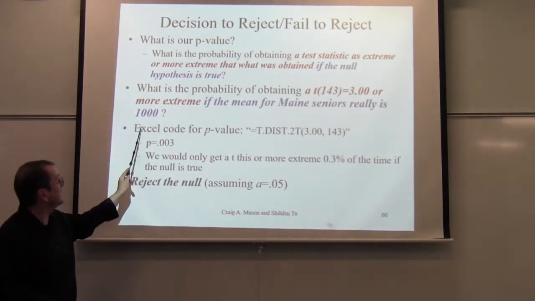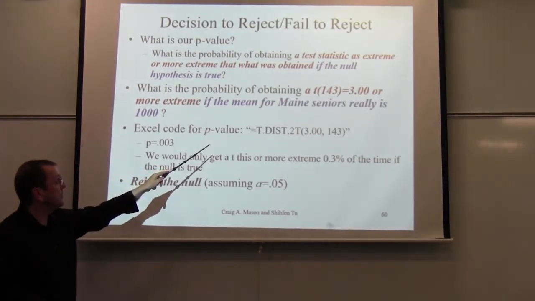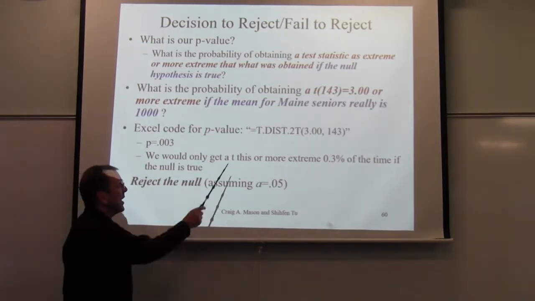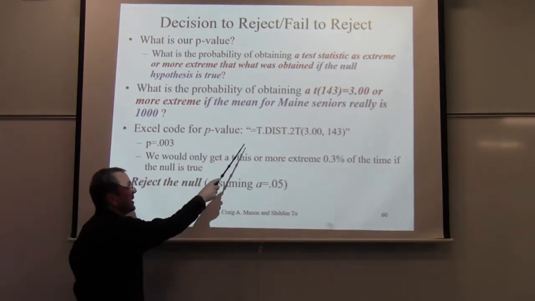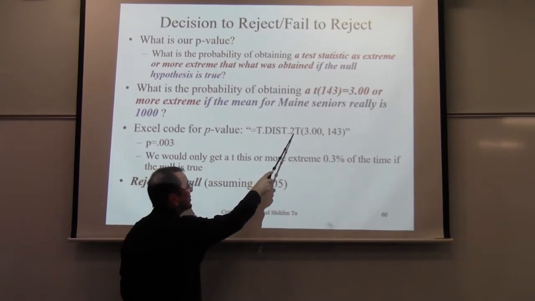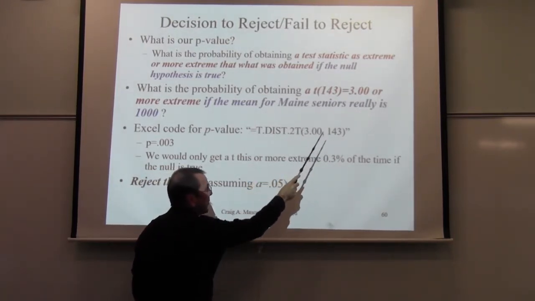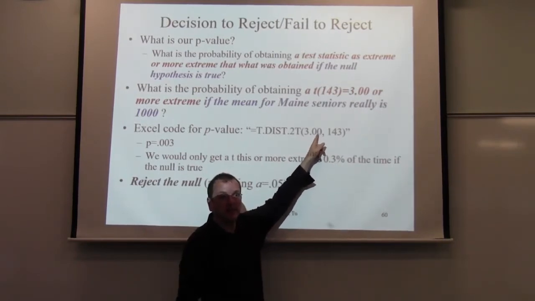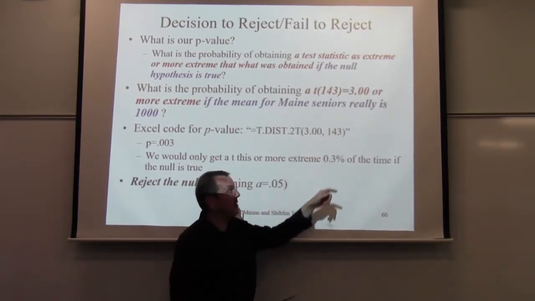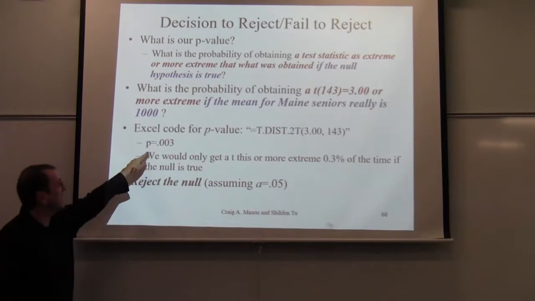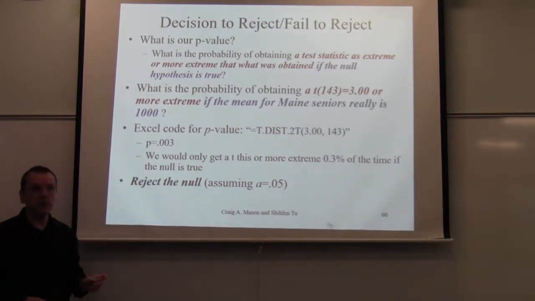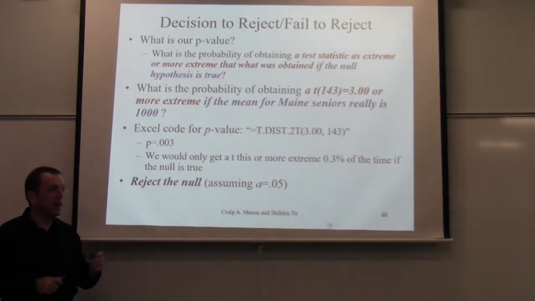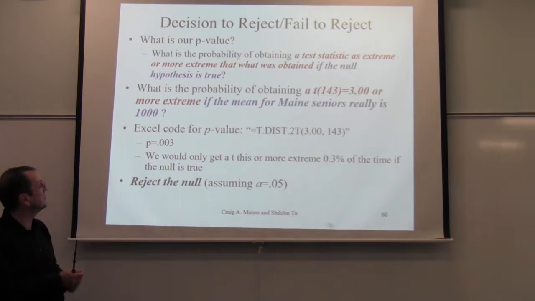For my Excel code for the p-value, I just open up Excel and type in equals T.DIST.2T, parenthesis, 3 comma 143. You don't have to put the periods; I just did that to make it clear and point you back to where it came from. And it pops back and tells me p equals 0.003. That's my p-value. A lot easier than fumbling with some books.